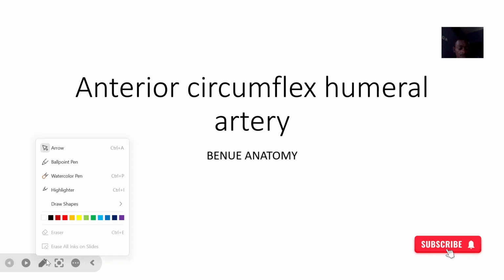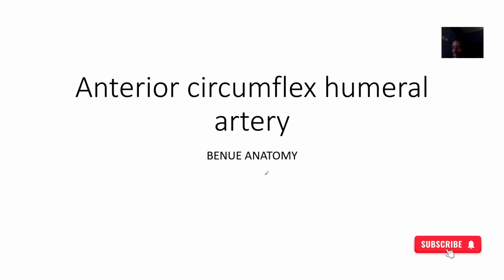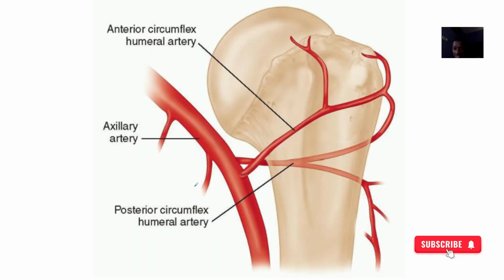Okay, this artery is in the upper limb, and this is what is known as the anterior circumflex humeral artery. Anterior circumflex humeral artery. So for the anterior circumflex humeral artery, when you say circumflex, it's like something is cycling, is going around something.